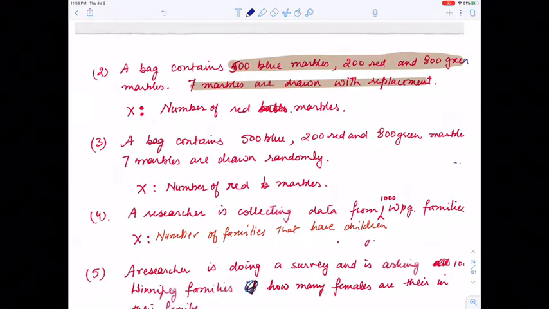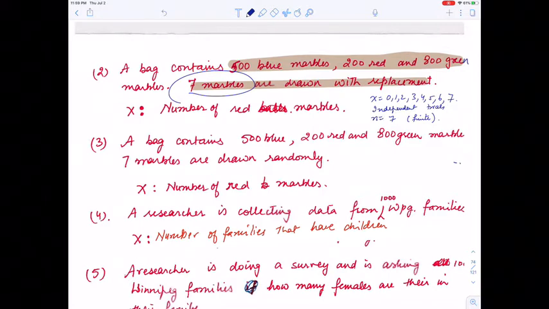So how many red marbles can we get? X is equal to 0, 1, 2, 3, 4, 5, 6, 7. Not more than 7 because we are drawing 7 marbles. So 0 to 7, anything. Discrete variable. Independent because it's with replacement. The number of trials is n equal to 7, so finite.